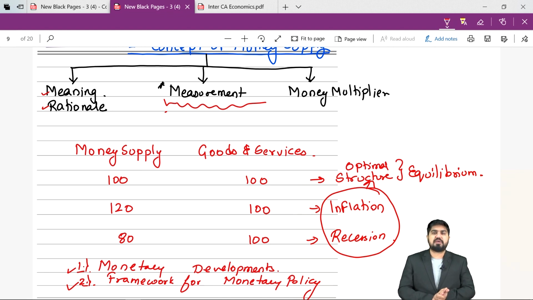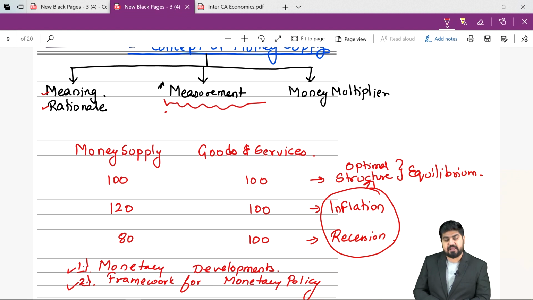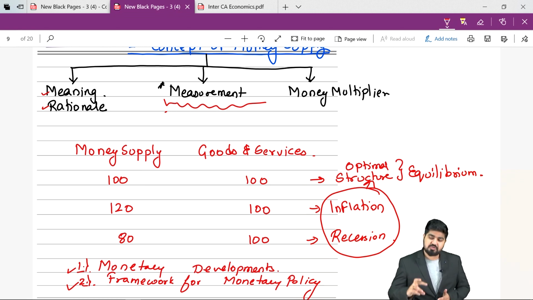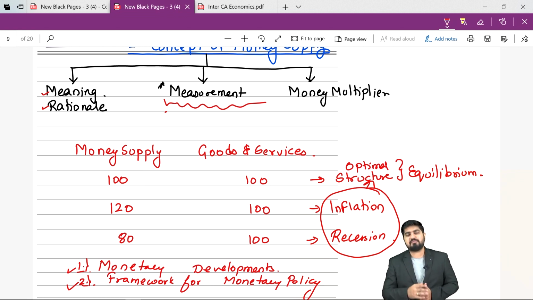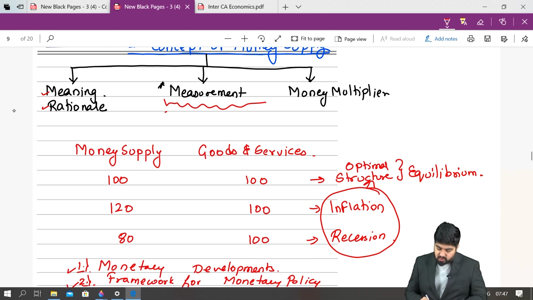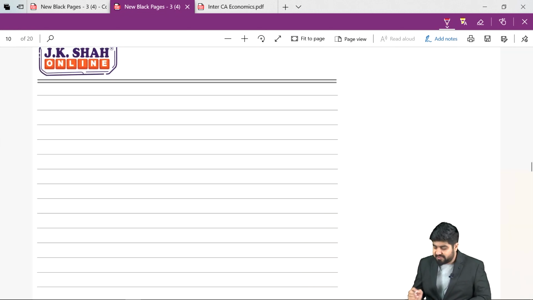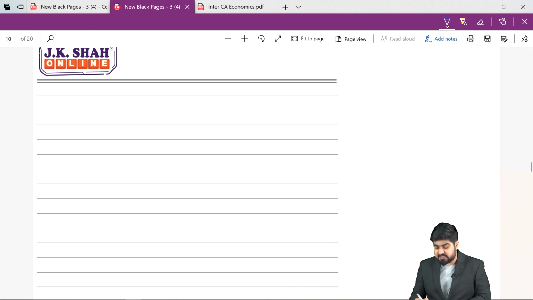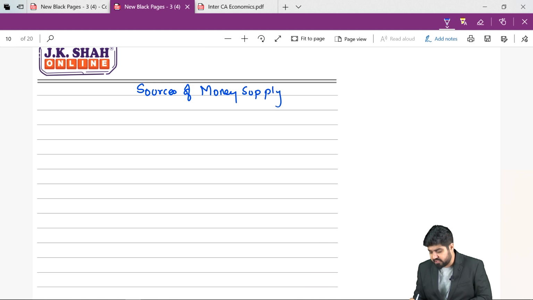Apart from that, students, we are having a concept which is called money multiplier. Now, what is exactly money multiplier? The number of times money gets rotated, circulated in the market, because of which the money supply goes on increasing, it will be called as money multiplier. Now, when we are talking about money multiplier, students, we need to understand something called sources of money supply and determinants of money supply.